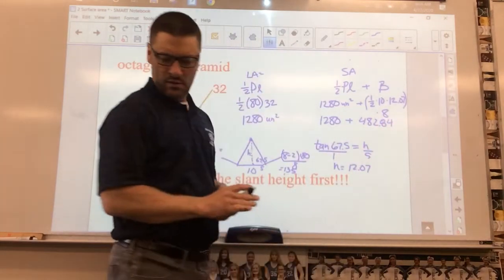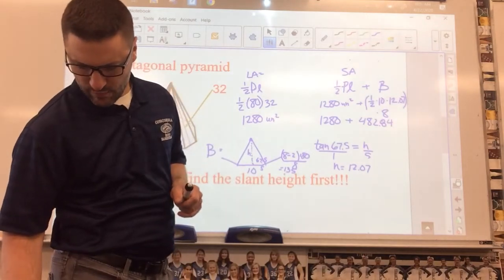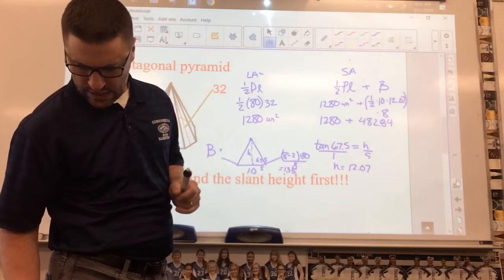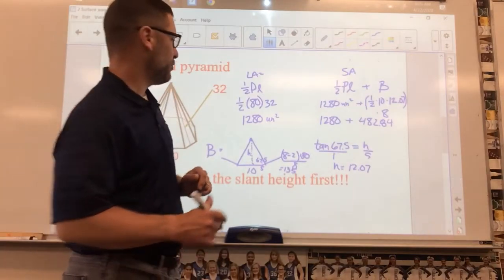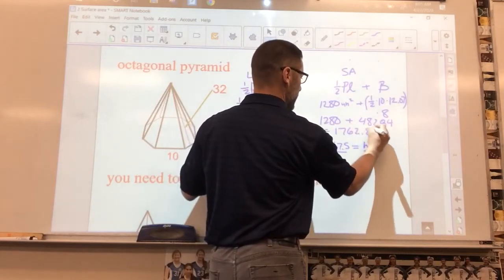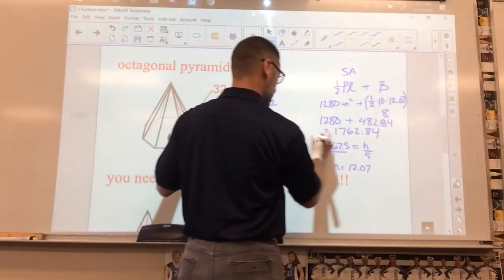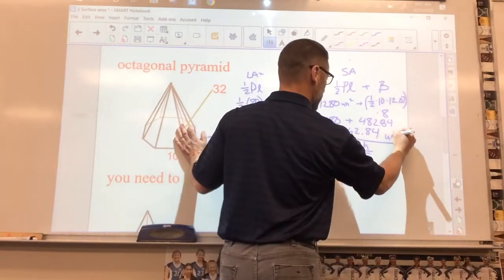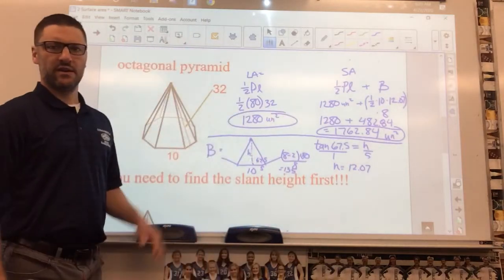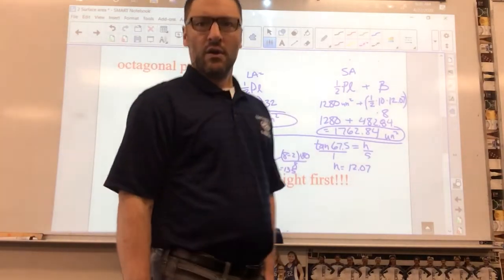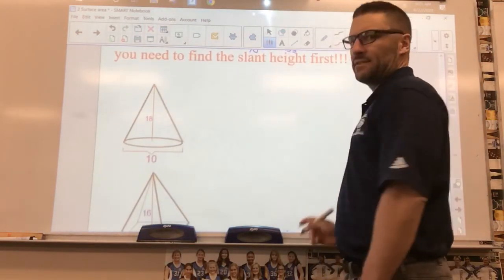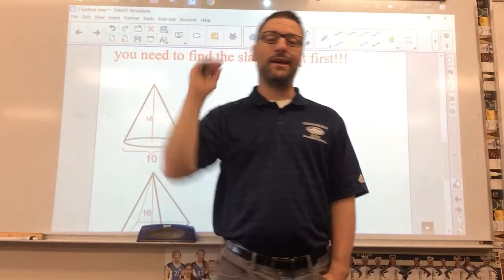So I take 1280 plus 482.84. That plus 1280. And I got 1762.84 for the surface area. 1762.84. And that would be square units. So we have the lateral area and the surface area right there. Okay, that takes me to the end of the problems where I actually gave you the right slant height.